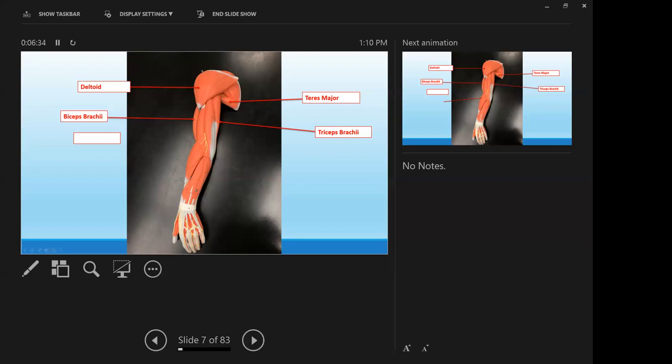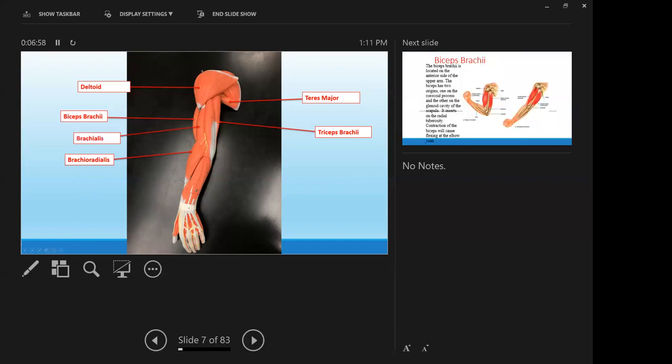If you have a major, you're going to have a minor. Just like when you have an anterior, you're going to have a posterior. If you have a superior, you're going to have an inferior, or like a supra or an infra, like you have on the front of the skull. There's the brachioradialis again, and there is our brachial or brachialis muscle.